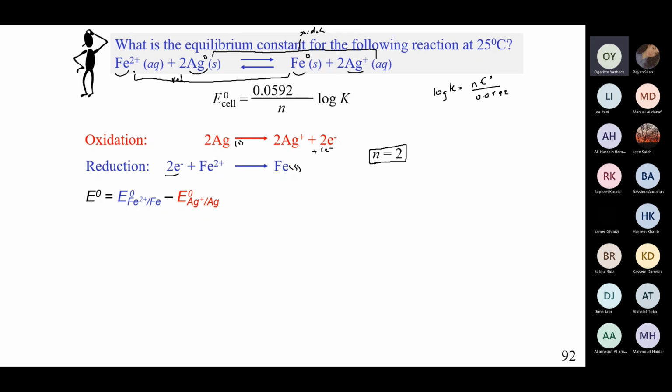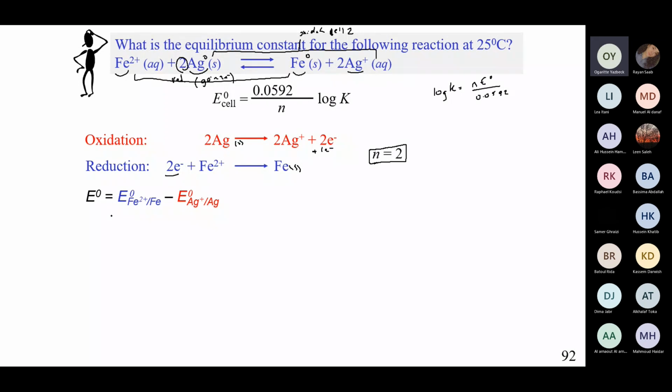And number of electrons transferred here, what's happening? It's reduction. I'm gaining 2 electrons. Here it's gaining 1 electron, but it's multiplied by 2. So I must have 2. So the number of electrons transferred is 2.